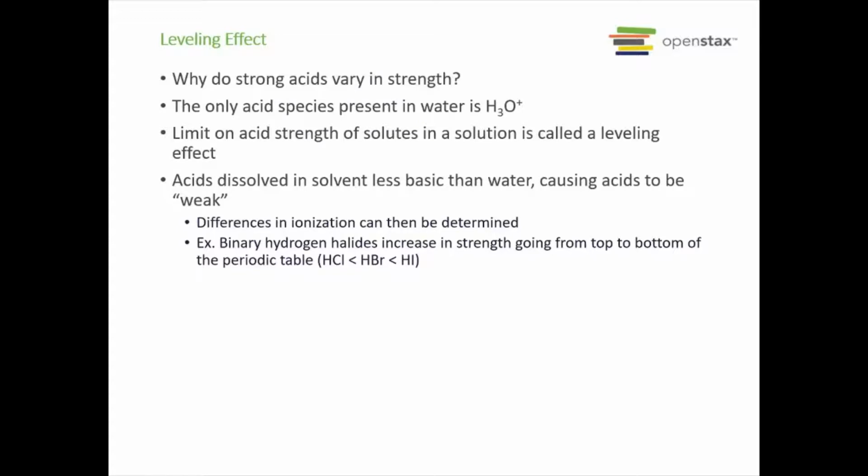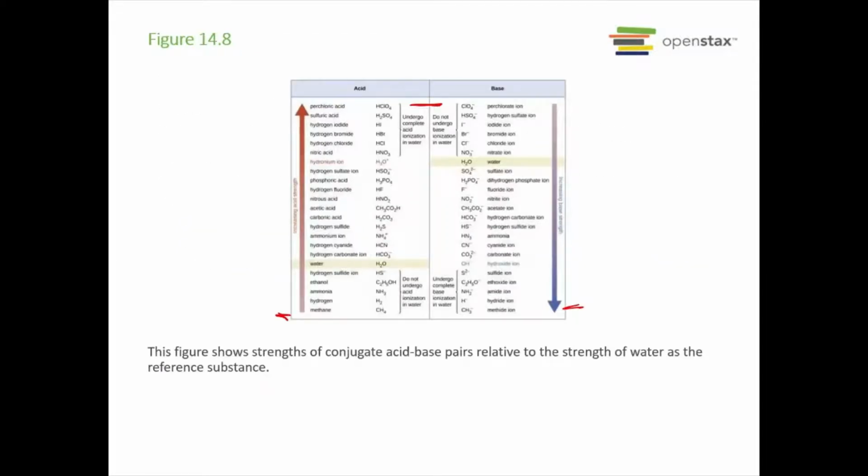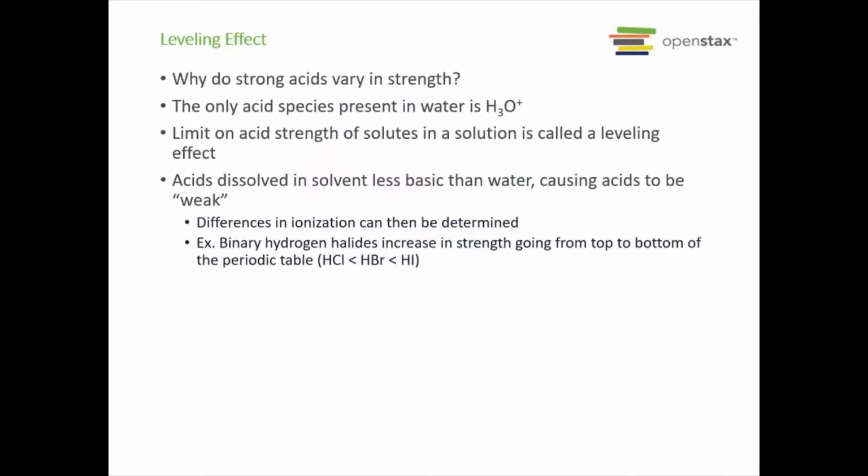So, but why do these strong acids vary in strength? If you look at this, showing the increasing strength, everything above hydronium is a strong acid, but it's showing that they have a difference in strength. And everything below hydroxide is a strong base. Why do they vary in their strengths if they're all strong? So the only acid species that's present in water is hydronium. So our strong acids, no matter what, you put them in water, they're all going to completely dissociate and give you hydronium. This limit on the acid strength of solutes in a solution we call the leveling effect.